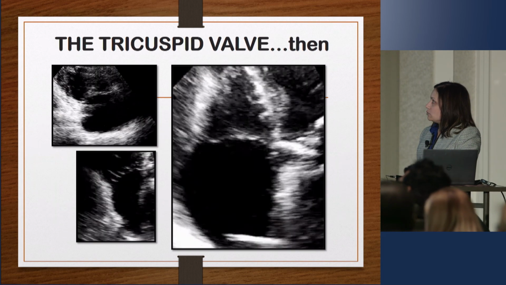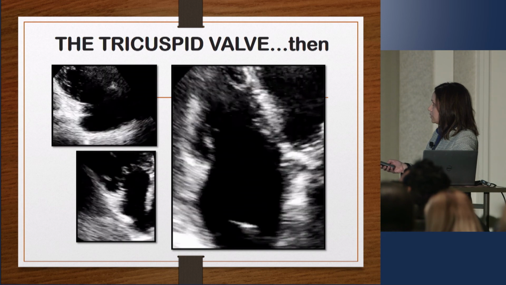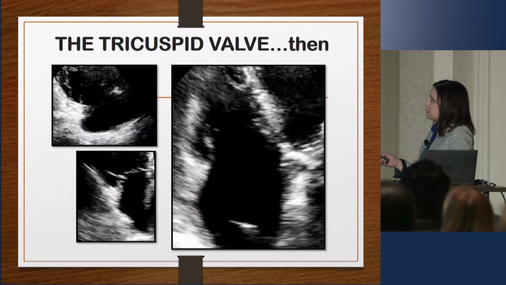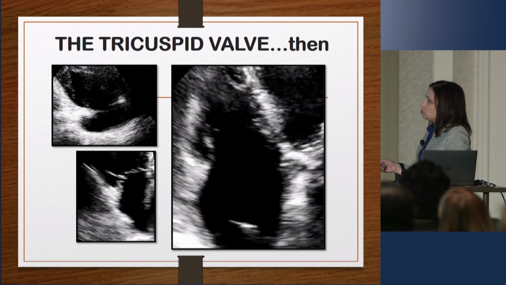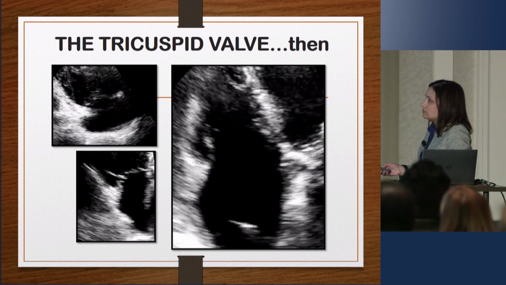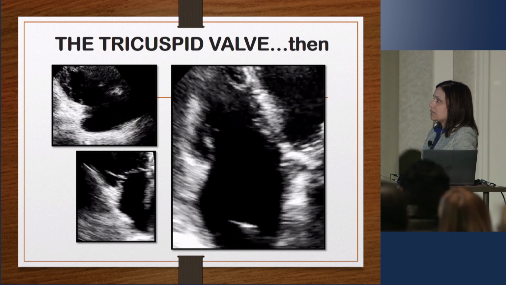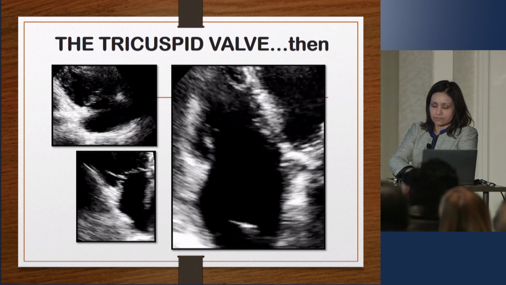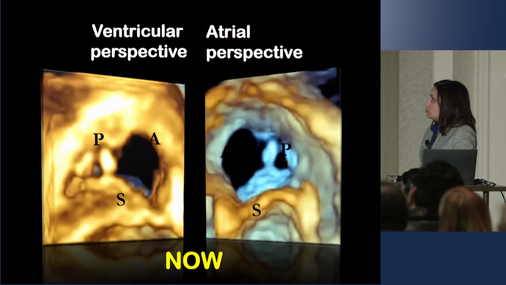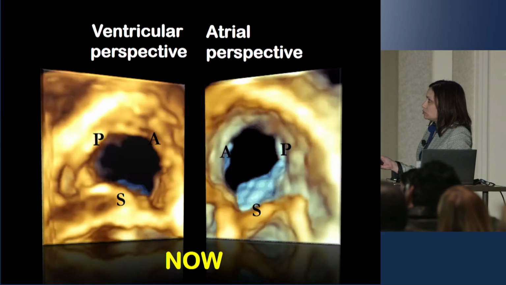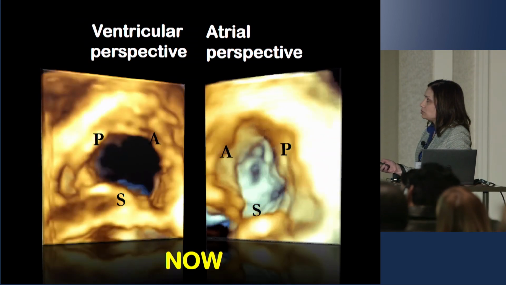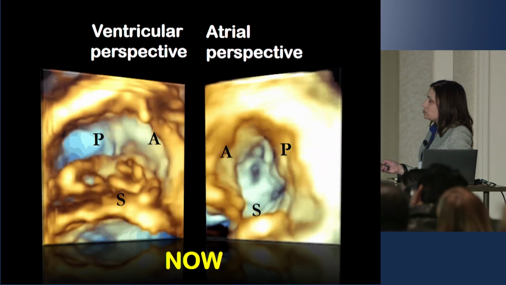More recently, we've been using 2D echocardiography, and with 2D echocardiography, you need to obtain at least 3 different views to be able to see all 3 leaflets of the tricuspid valve. And even then, as you will see in the next few slides, you may not be seeing all 3 of those leaflets. Now, with 3D echocardiography, it's possible to see the tricuspid valve both from the ventricular perspective and from the right atrial perspective.